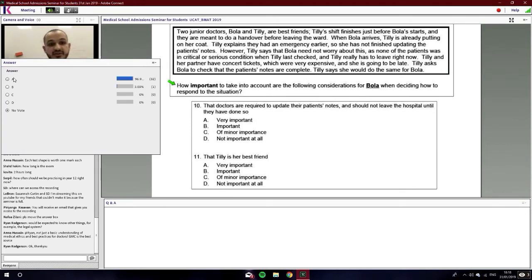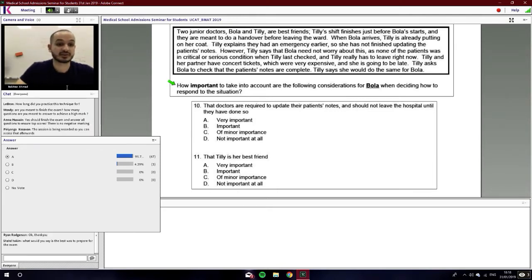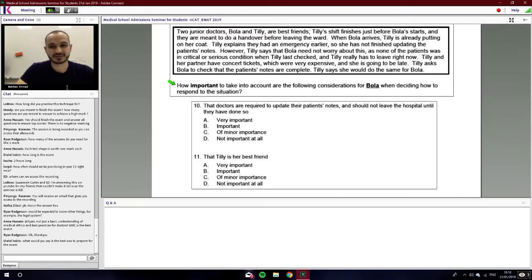So there's some problems here again. The doctor wants to leave early because of a concert that she would like to go to. So how important is it that doctors are required to update their patient notes and should not leave the hospital until they've done so? 97% of you saying that is very important, and you're right, it is. Patient care comes first, regardless of whatever.